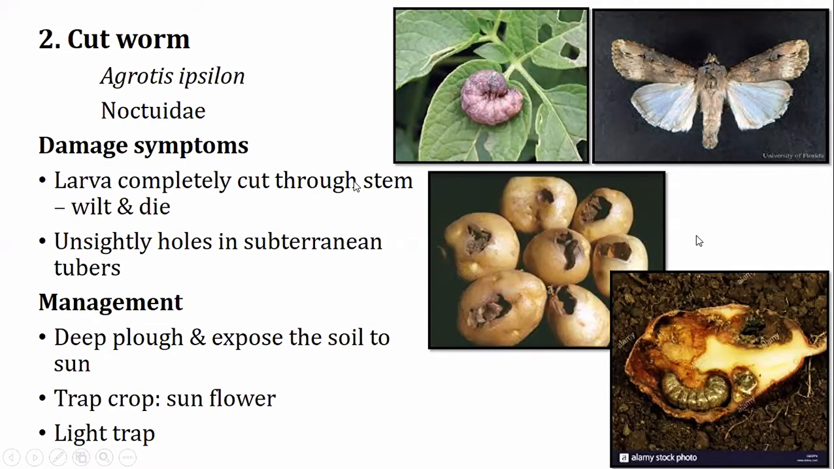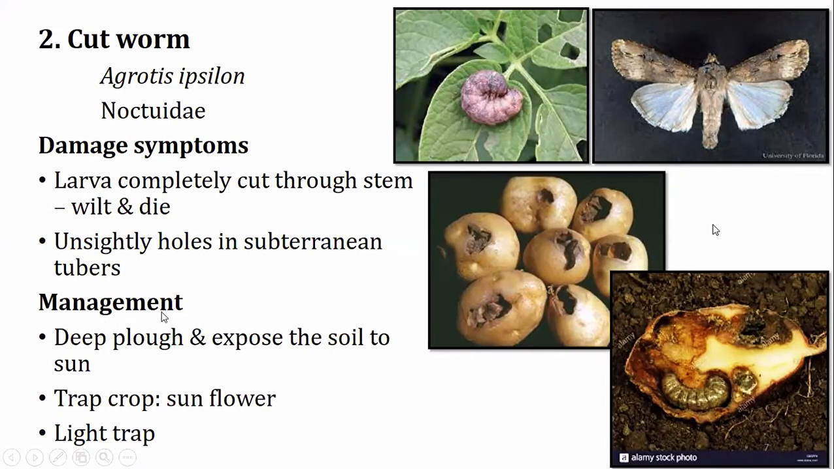Damage symptoms: the damaging stage is the larva. The larva cuts completely through the stem. Because of that, the plant wilts, and finally the plant dies. And in the tuber, you can see holes.